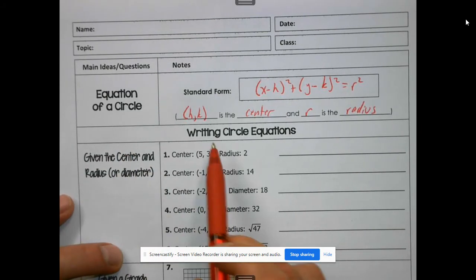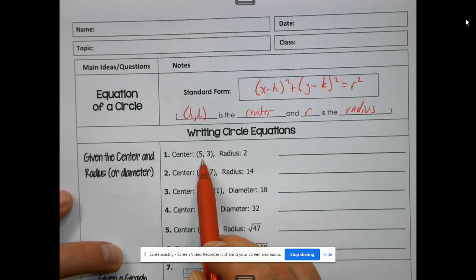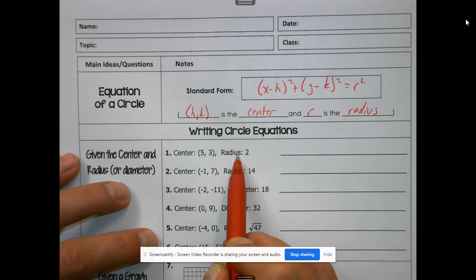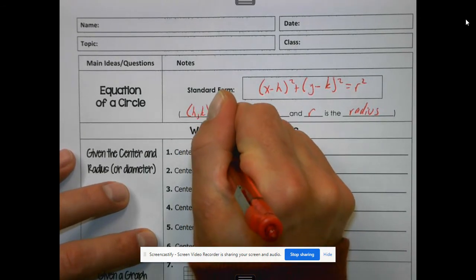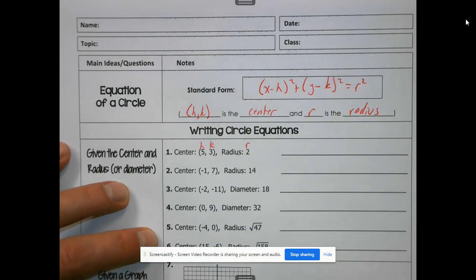All right, next section, guys, says writing circle equations, right? So here's what I'm going to give you. I'm giving you the center, and I'm giving you the radius. You will see this on the quiz for sure. All you have to do is plug in the pieces, right? 5 is your h, 3 is the k, and 2 is the r. Just plug in those pieces.